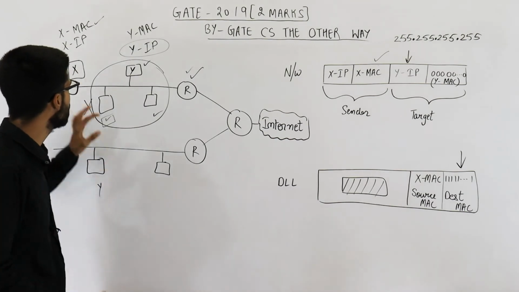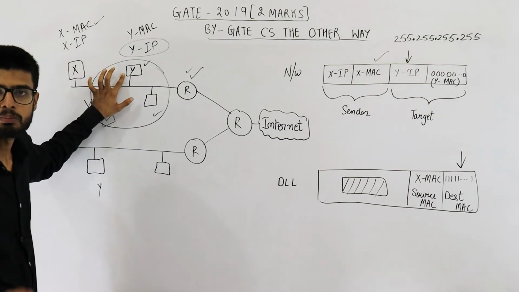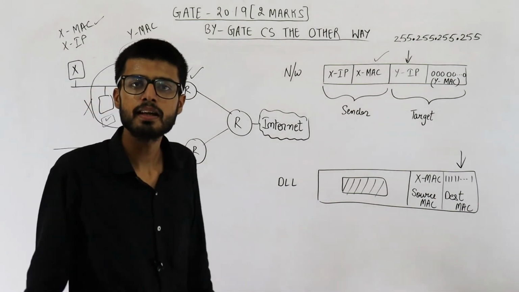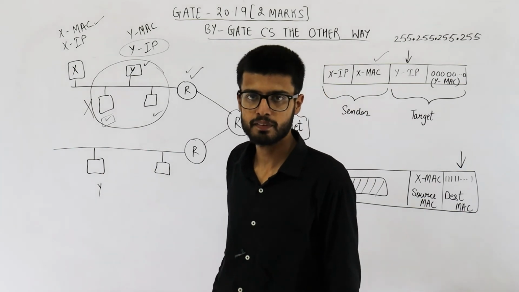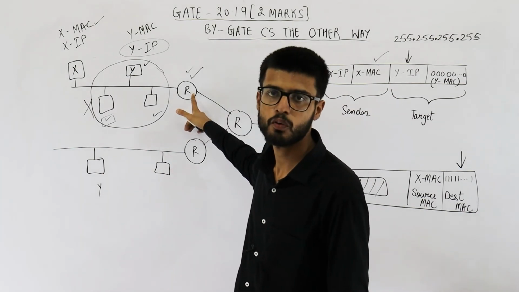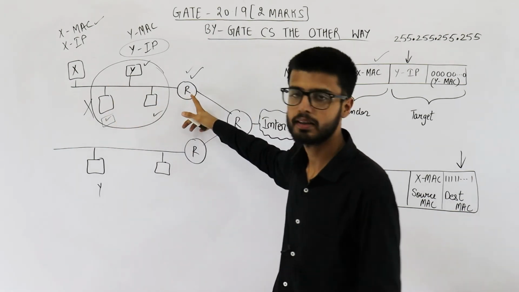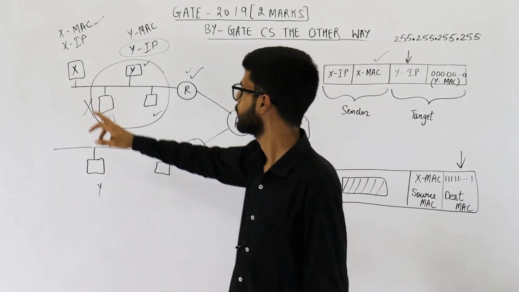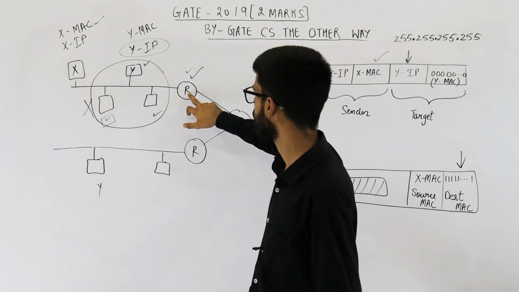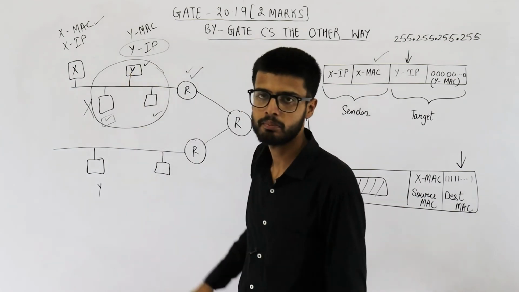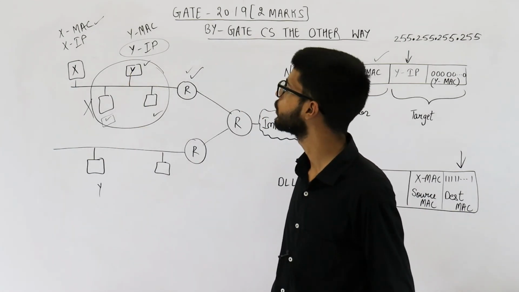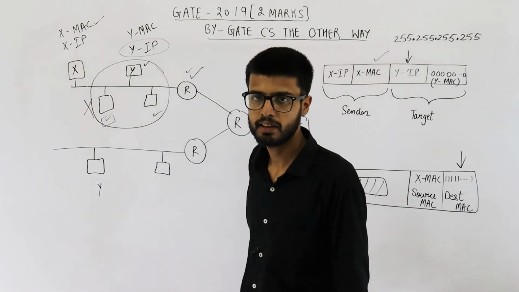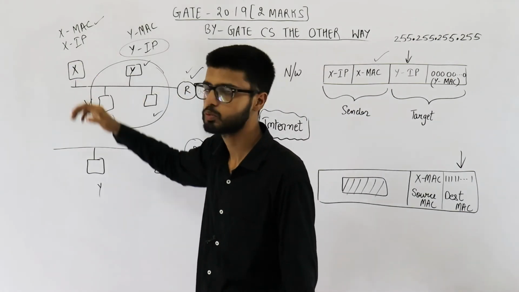Other possibility is both of them are in the same network, but X does not know this. X thinks that Y is in a different network. In this case, X will think that because Y is in a different network, the router is responsible for forwarding messages, the router or the default gateway. I'm using these words interchangeably. Now X will send the message first to this router. This router will then send the message to Y. We can actually make X think that X and Y are in different networks by altering the subnet mask that is provided to X.